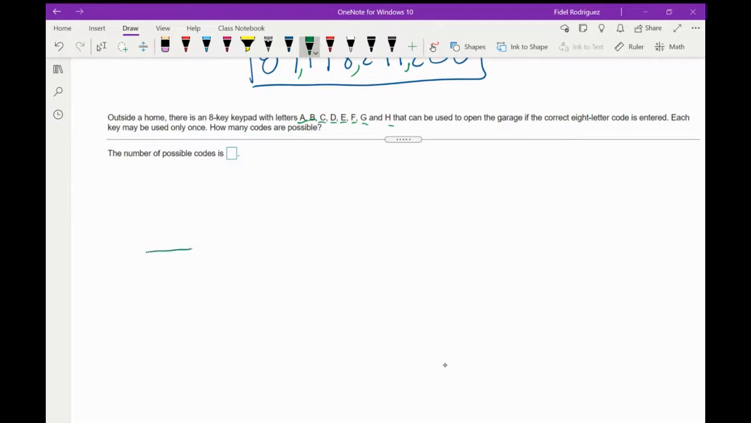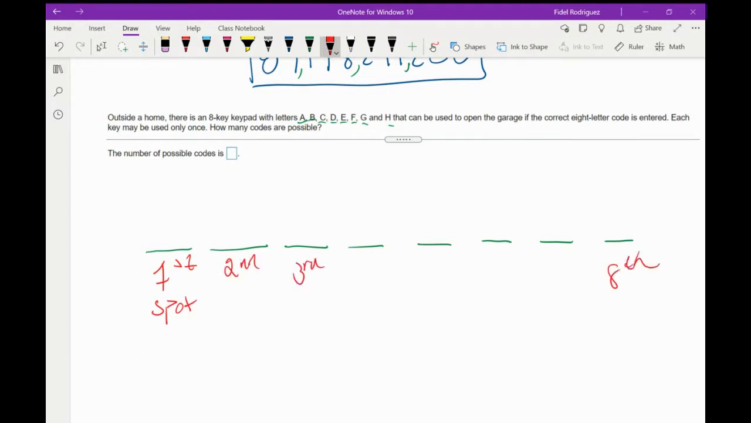So again, I'm going to do this problem just like I did the other one. Remember, 1, 2, 3, 4, 5, 6, 7, 8. So remember, this is for the first spot, the second, the third, so on and so forth, and the 8th spot, right? So remember how many letters we have. We have a total of 8, right? And we have to enter an 8-digit or letter code in here, right? So for the first spot, if I have 8 letters, I can choose from any of those 8. But I can only use those letters once.